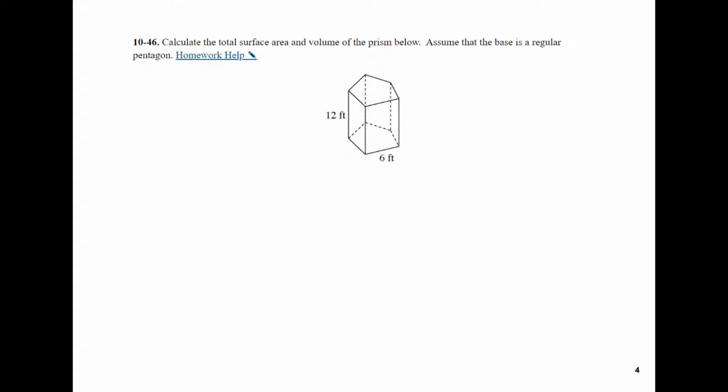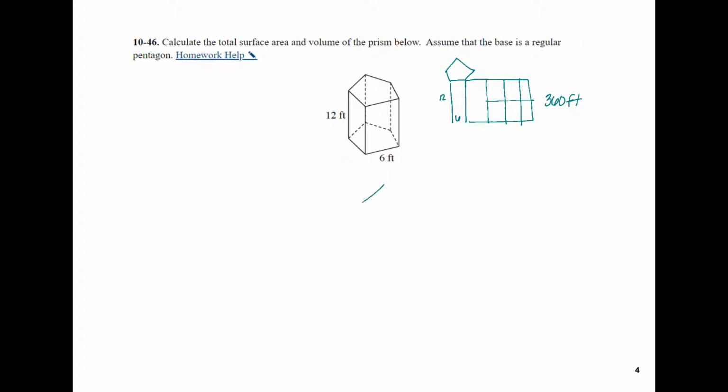Calculate the total surface area and volume of the prism below. Assume that the base is a regular pentagon. So if we are looking at our pentagon, we have 5 sides. So we have 5 rectangles that are 12 by 6. So if we multiply 12 by 6 times 5, the surface area for our rectangles would be 360 feet squared.